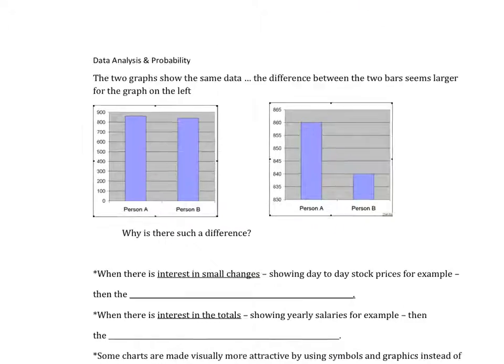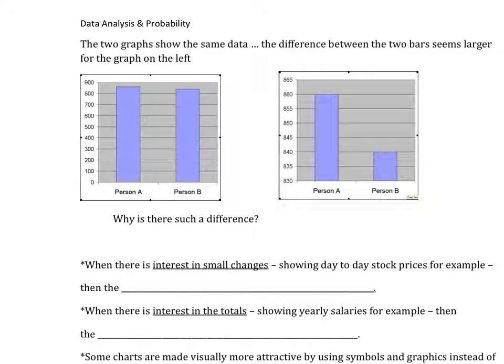Okay, so on the next page. These two graphs show the same data. They have the same heights of the bars. The bars go to the same frequency. However, the difference between the two bars seems larger with this one than with this one. And if we look at our y-axis, this one, we start at 0 and we go up by 100, so we have nice even increments starting at 0. But if we look at our second graph, we didn't start at 0, we started at 830.